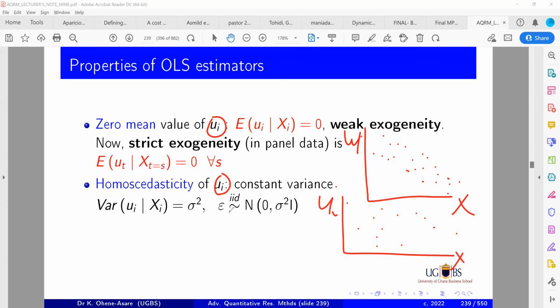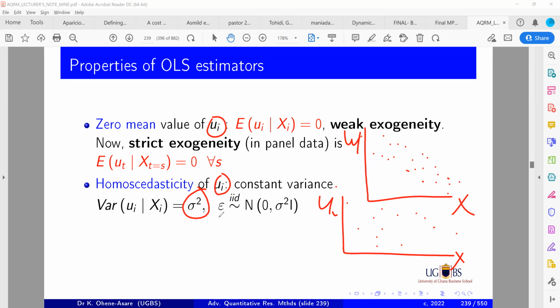Now, how do you write that mathematically? You write that mathematically by saying that the variance of the error term given the independent variables is constant. That is, it's equal to sigma squared. If it is equal to sigma squared, then it means that it's constant.